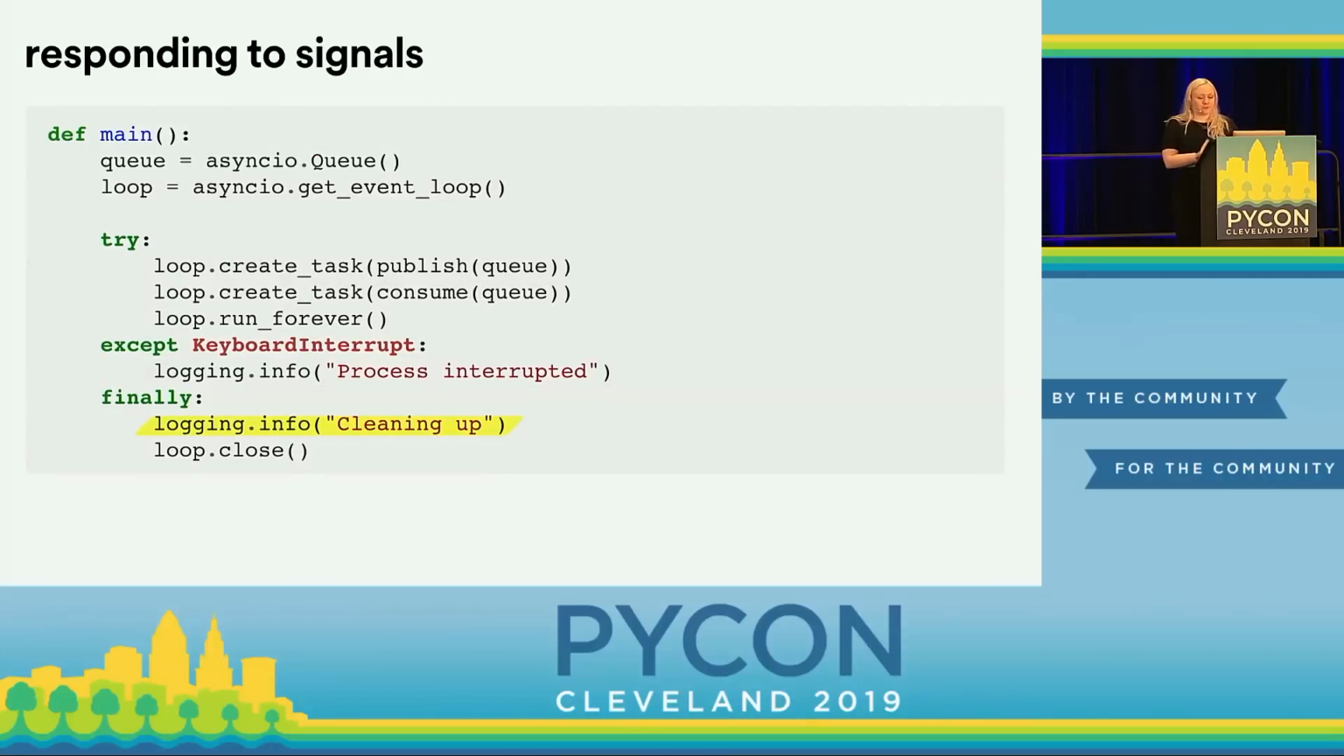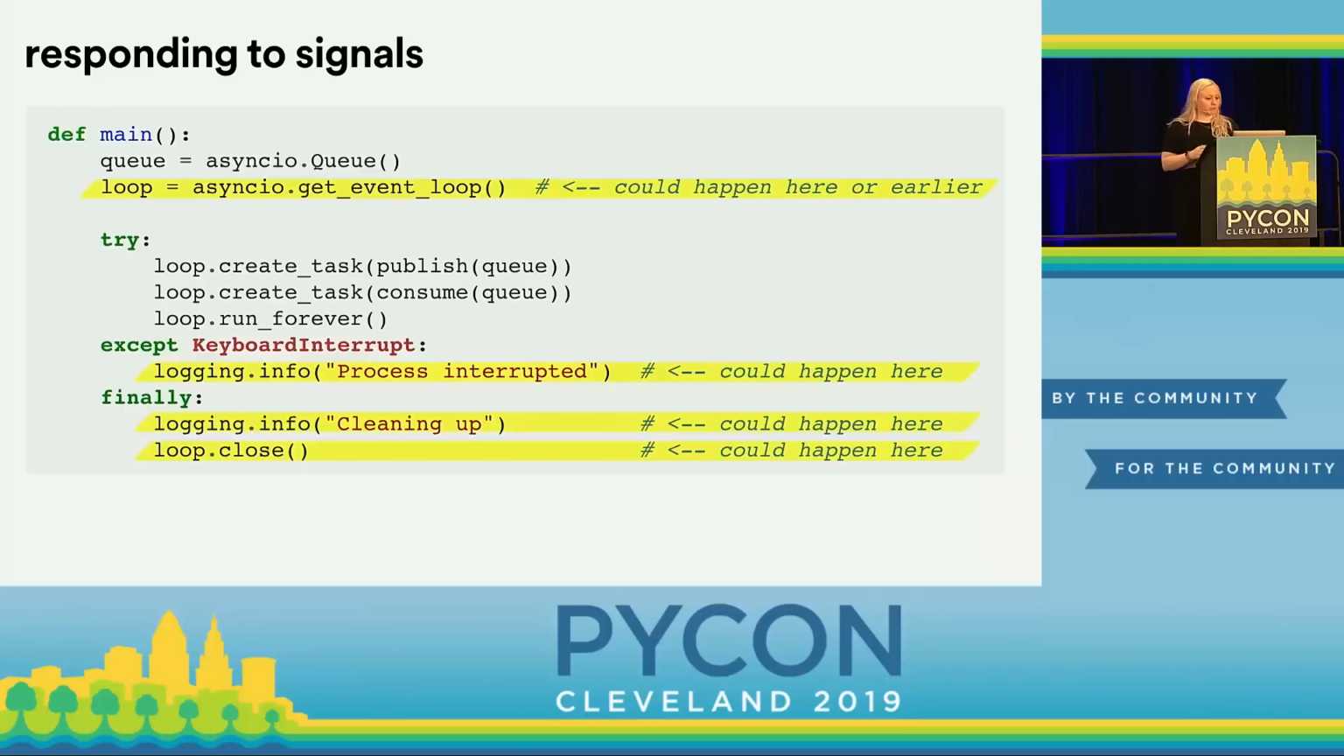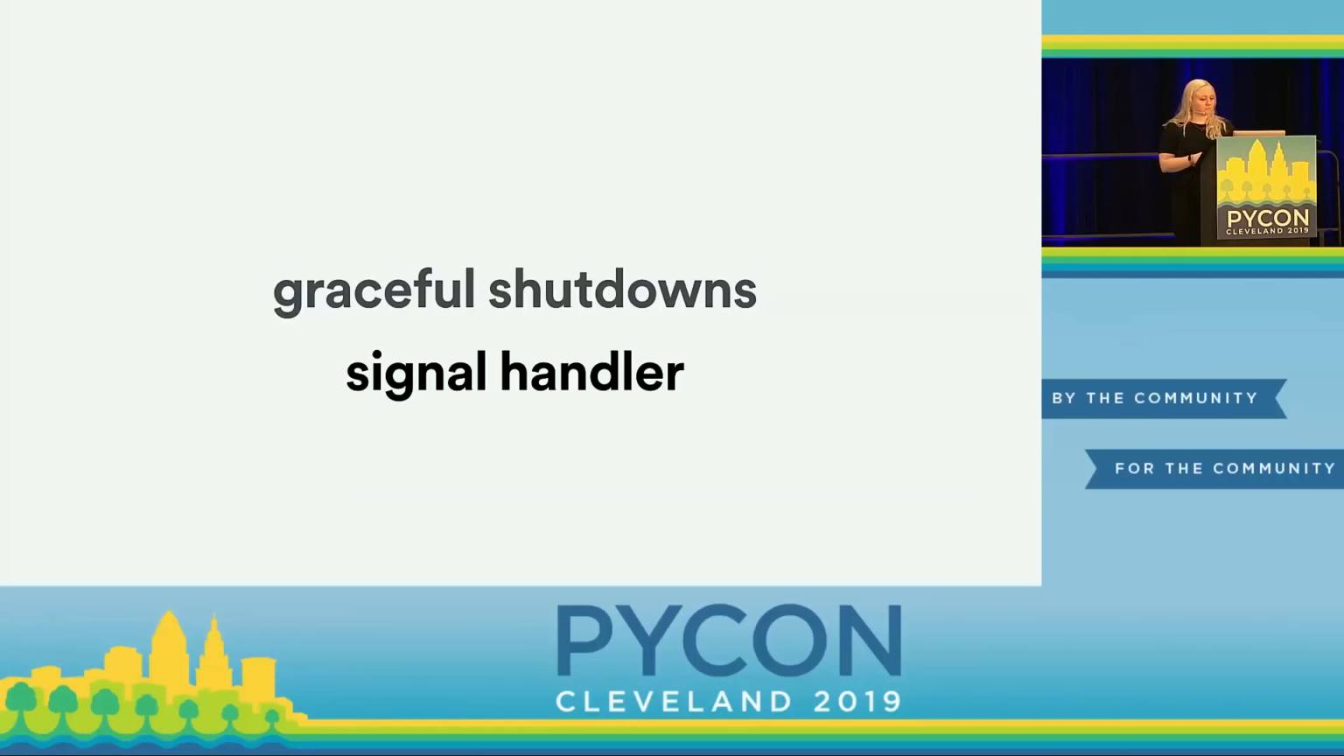It should be pointed out that even if we only care about the keyboard interrupt or the SIGINT signal, it could happen outside of the catching of the exception, potentially causing the service to end up in an incomplete or otherwise unknown state. So instead of catching keyboard interrupt, let's attach a signal handler to the loop.